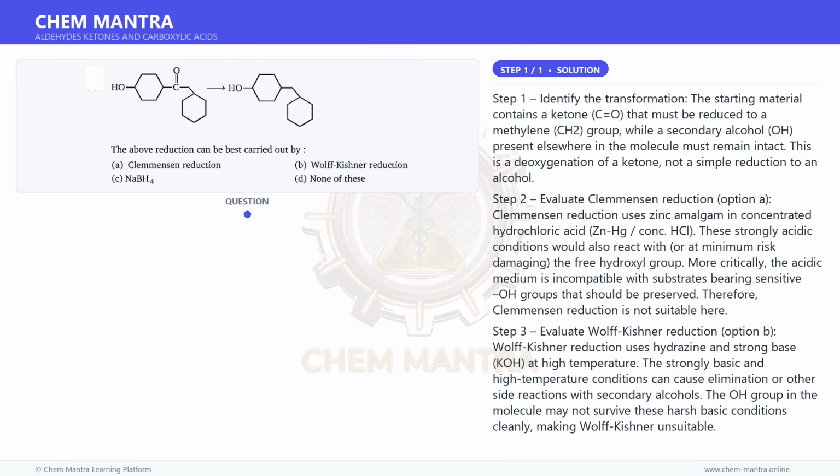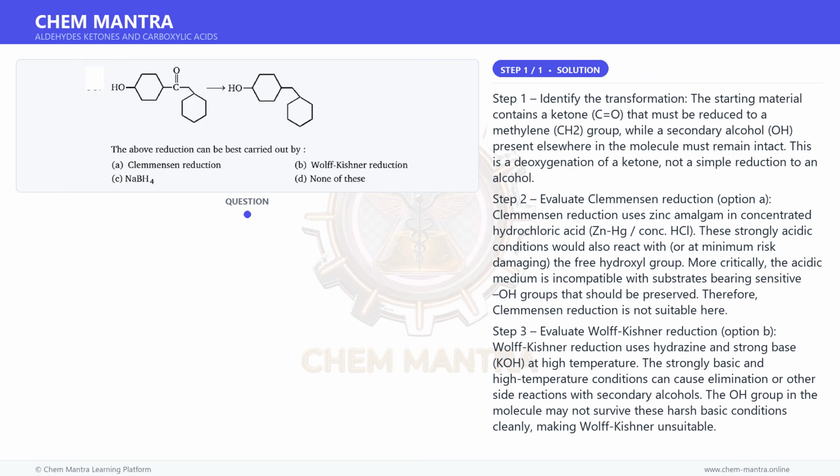Step 1. Identify the transformation. The starting material contains a ketone, C=O, that must be reduced to a methylene, CH2, group, while a secondary alcohol, OH, present elsewhere in the molecule must remain intact. This is a deoxygenation of a ketone, not a simple reduction to an alcohol.